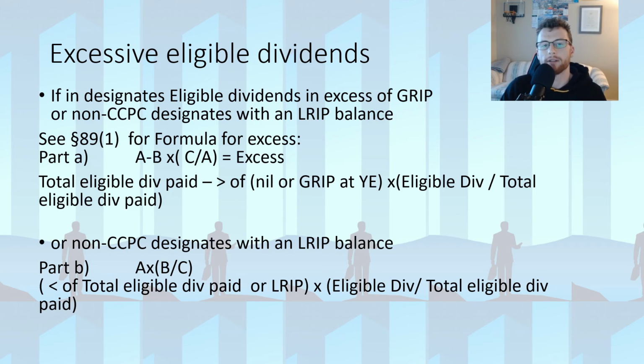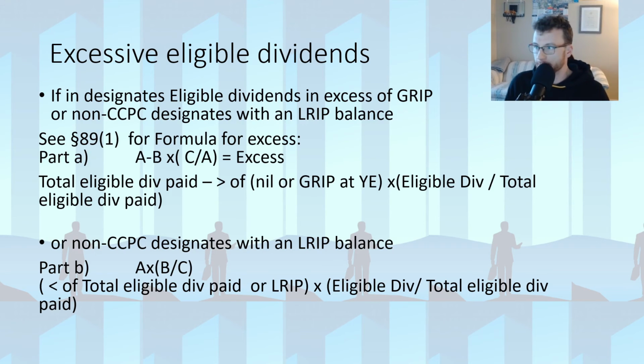What can happen when you're designating dividends and you have some eligible dividends, you have some GRIP, is you may have an excess of eligible dividends declared. This does attract Part 3 tax, and the penalties are not friendly. We need to determine what the excess is.